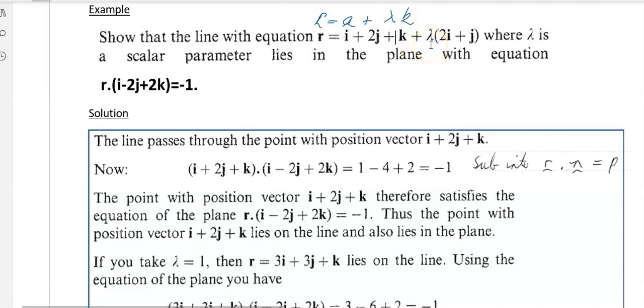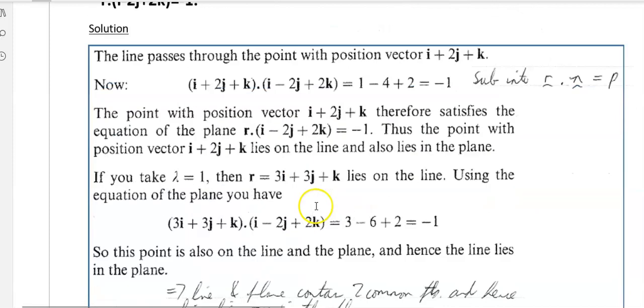So let lambda equal 1, and then your r point is i plus 2 times 1, so that's going to be 3i, 2j plus another j is going to be 3j, and k plus no more k's is just going to be k. So 3i plus 3j plus k lies on your line. So now we've got this point, which we know lies on our line. We want to sub it into the left-hand side of the equation of your plane, and hopefully again it equals -1.